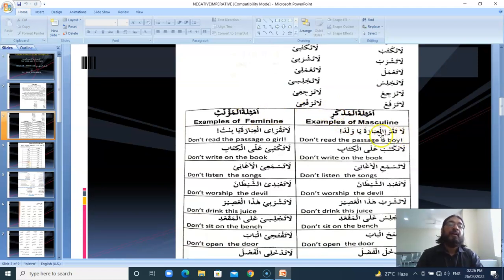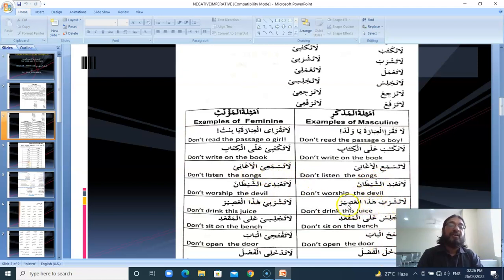La taqra al-ibarata ya walad. La taqra'i for feminine. Al-ibarata ya bintu. La taktub ala al-kitab. La taktubi ala al-kitab. La tasma' al-aghani. Al-aghani, songs. La tasma'i al-aghani. La ta'bud al-shaytan. Devil, shaytan.